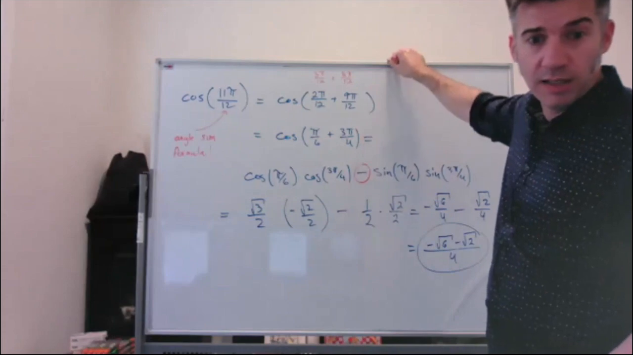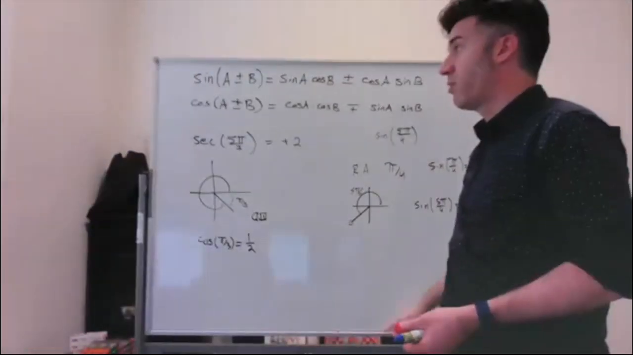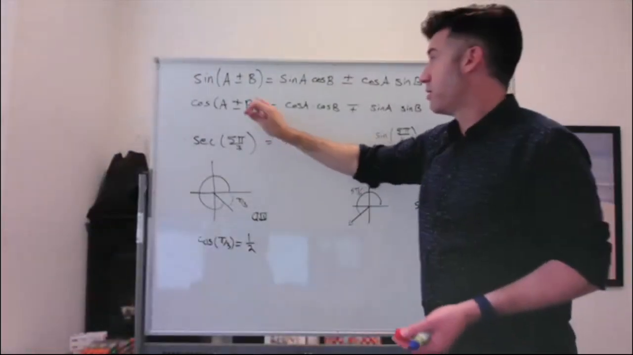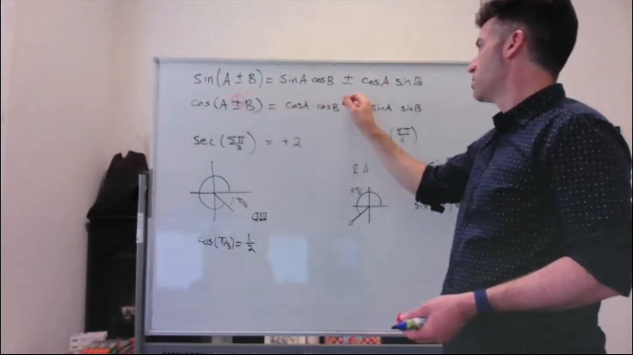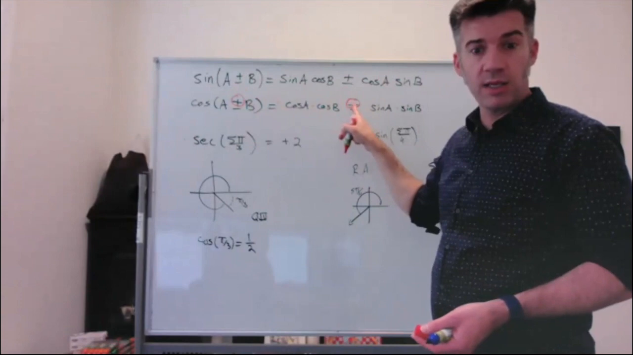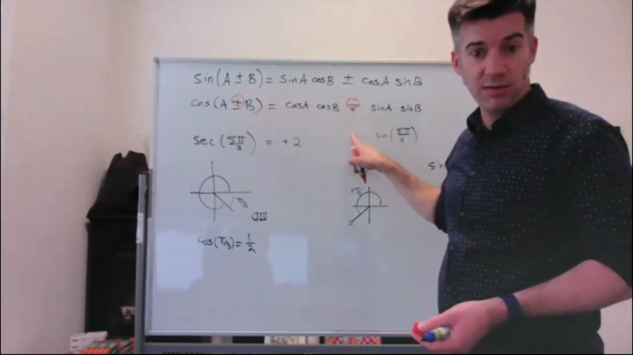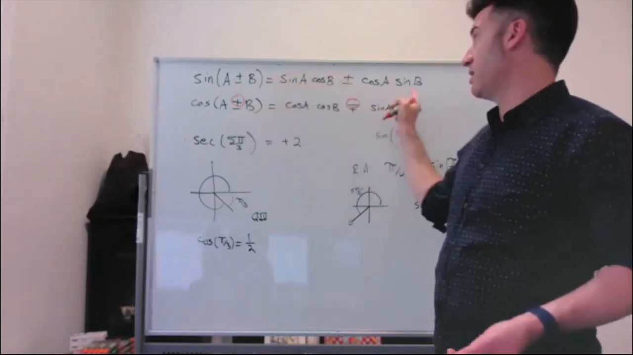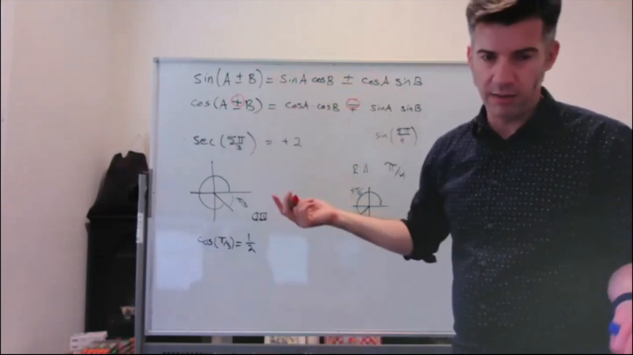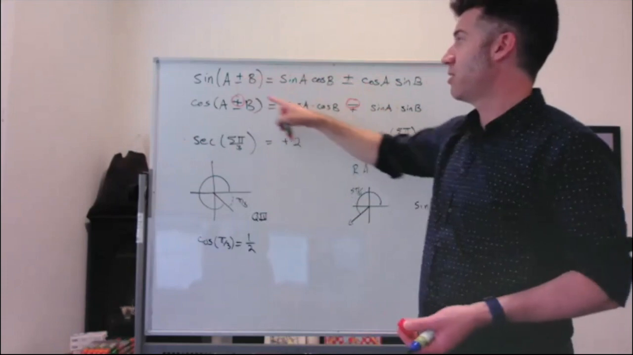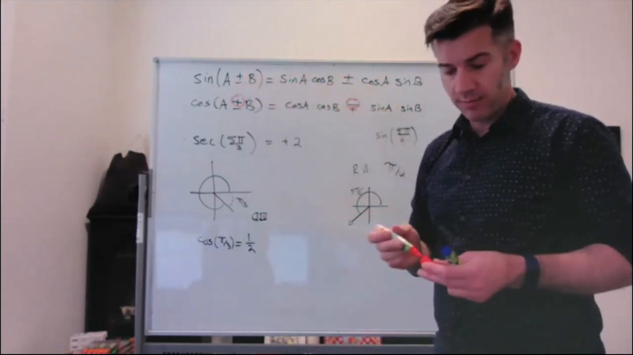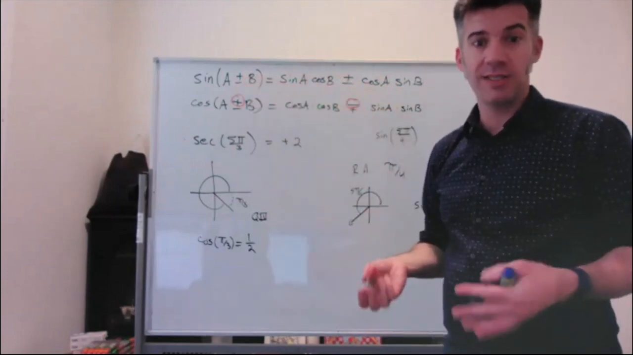That's because for the angle sum formula for cosine, the sign in the middle switches. So if it's a plus here, it's a minus here. And if it's a minus here, it's a plus here. Whereas for sine, the sign stays the same. If it's a plus here, it's a plus here. If it's a minus here, it's a minus here. So cosine, it changes, sine stays the same.